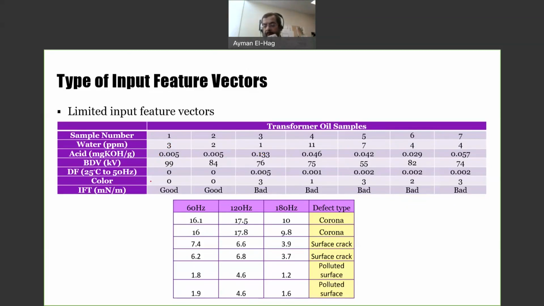When you look at the second problem, when we tried to classify the defects in ceramic insulators, again the feature vector is basically the 60 hertz, 120 hertz, 180 hertz, which are the frequency components of the envelope of the ultrasonic signal. And again, for the 60 hertz we have one number, 120, 180. So the size of the feature vector is very limited, and we don't have a problem dealing with huge data in the input feature. That's not always the case.